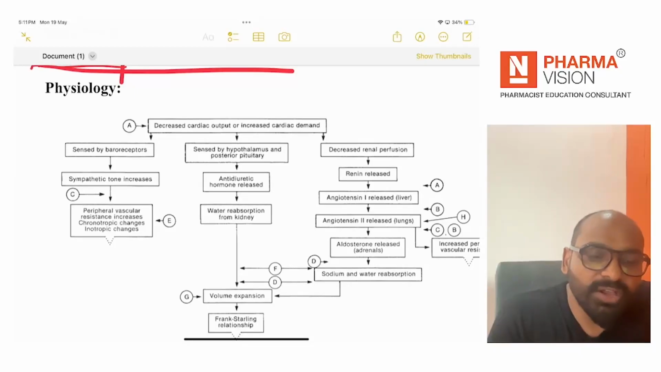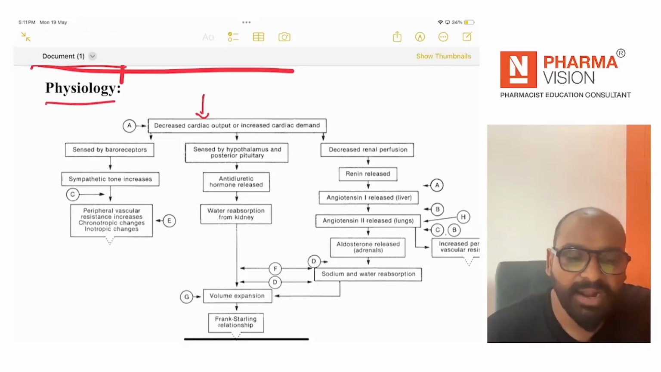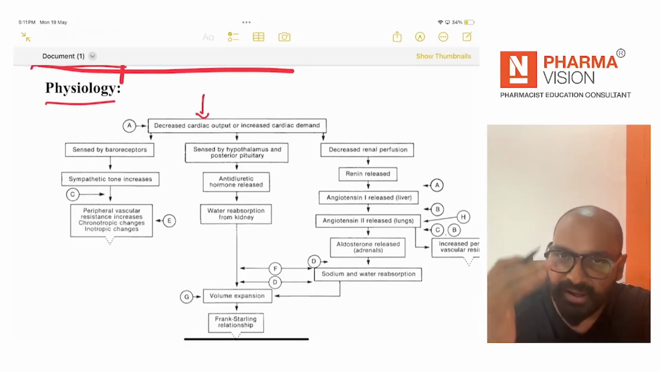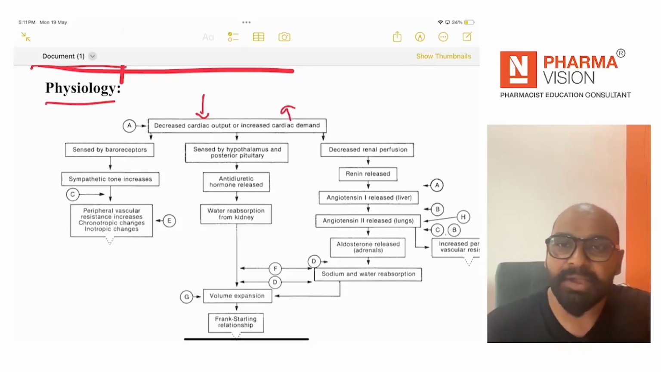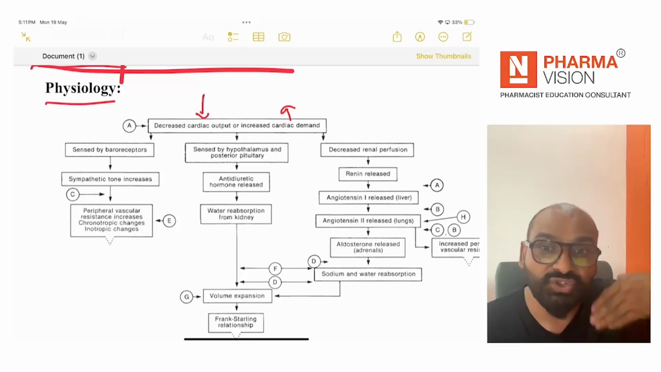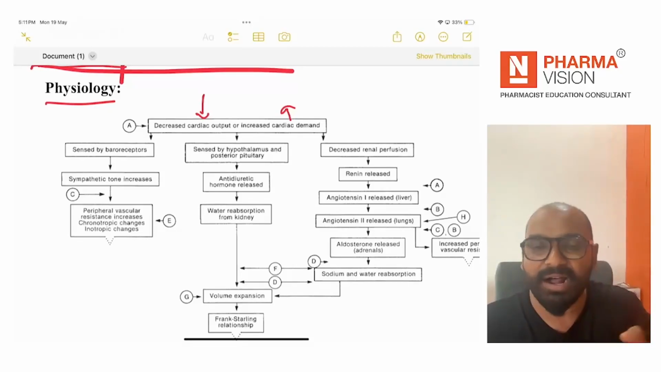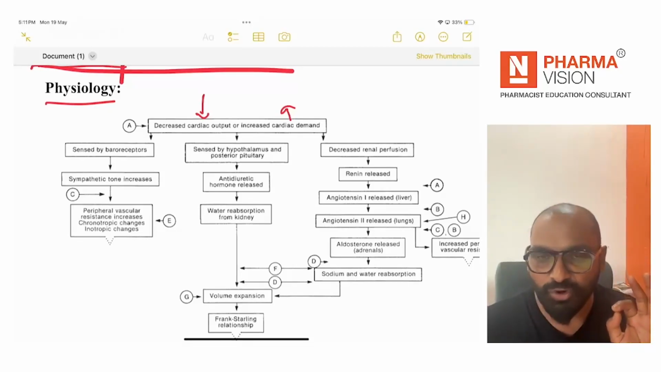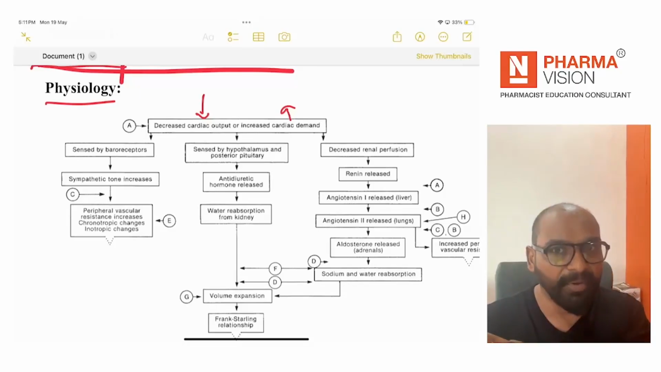Now the pathophysiology of heart failure: there are two possibilities. One is decreased cardiac output. The other is increased cardiac demand, which means the heart is functioning normally, but if we put an extra requirement on it, it says, I can do my normal function, but if you give me extra work, I cannot do it. That is called high output cardiac failure.